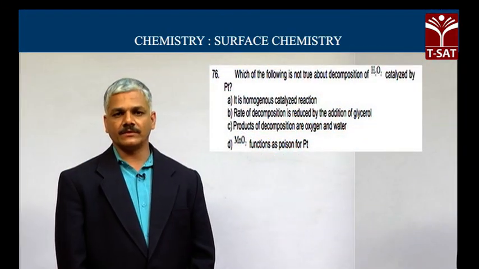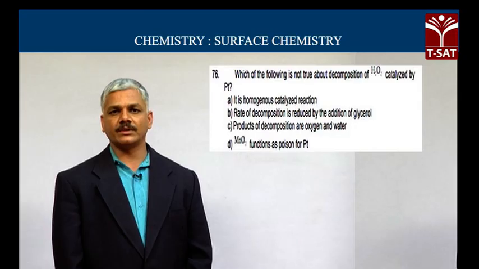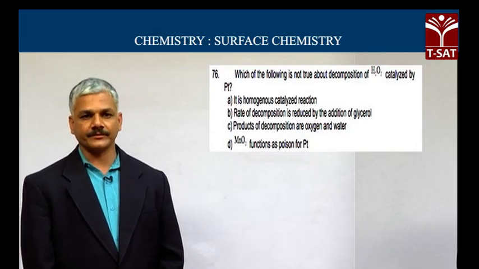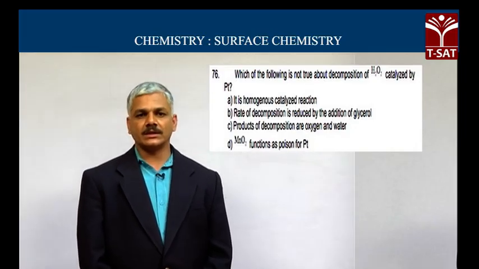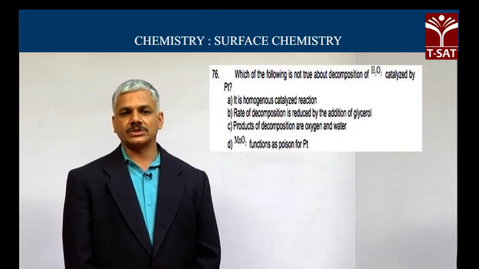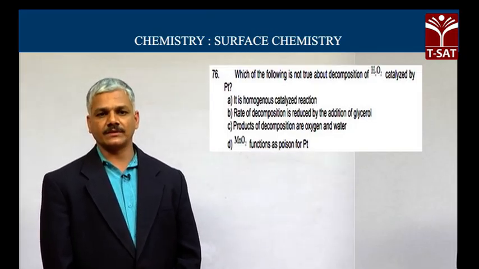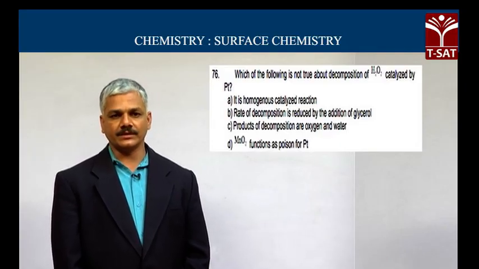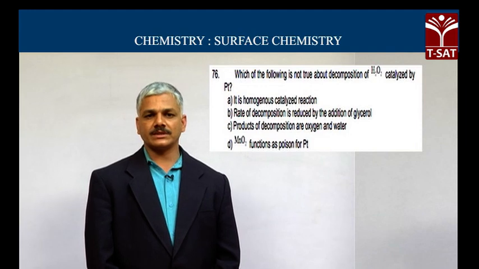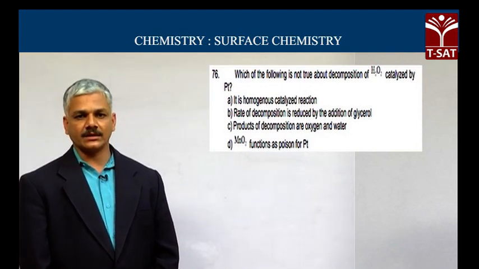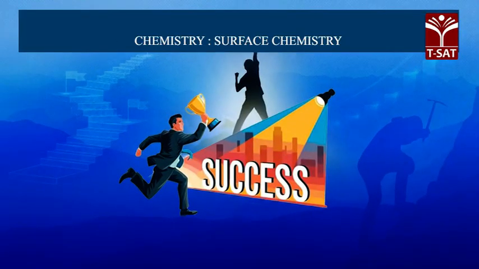76. Which of the following is not true about the decomposition of hydrogen peroxide catalyzed by platinum? Given options are: it is a homogeneous catalyzed reaction; rate of decomposition is reduced by the addition of glycerol; products of decomposition are oxygen and water; manganese dioxide functions as a poison for platinum. The correct option is A.